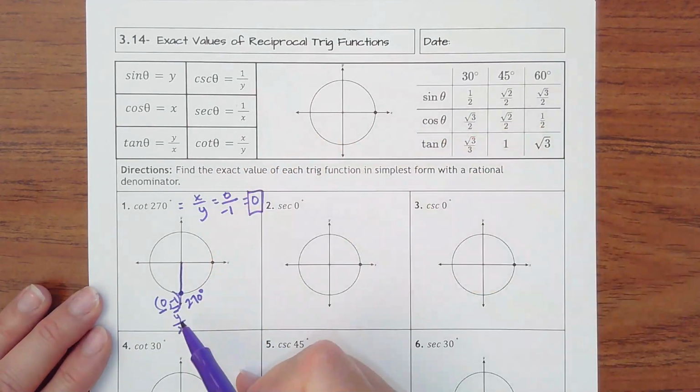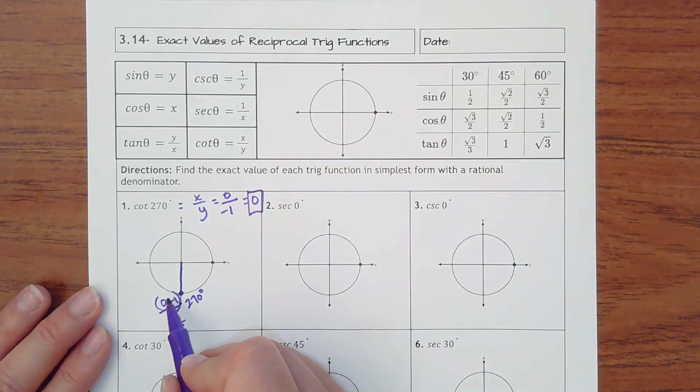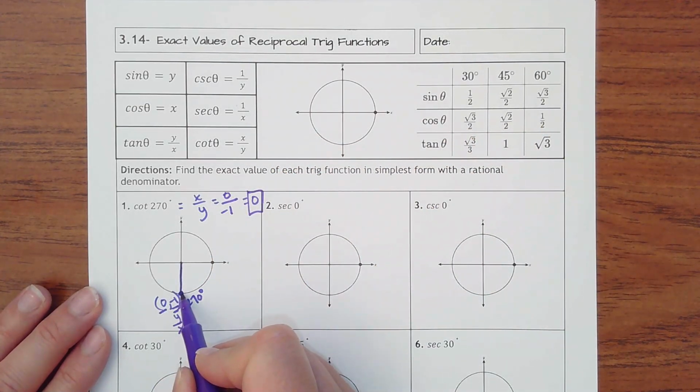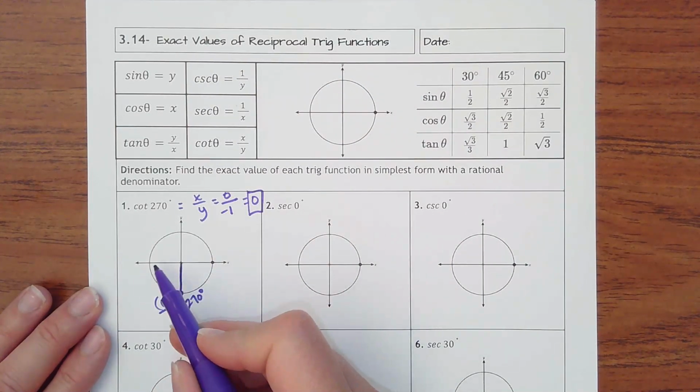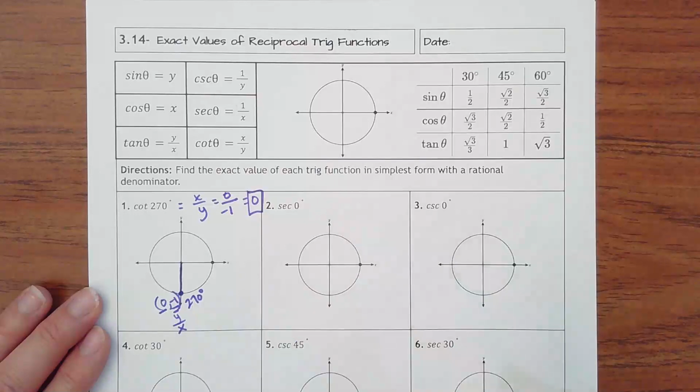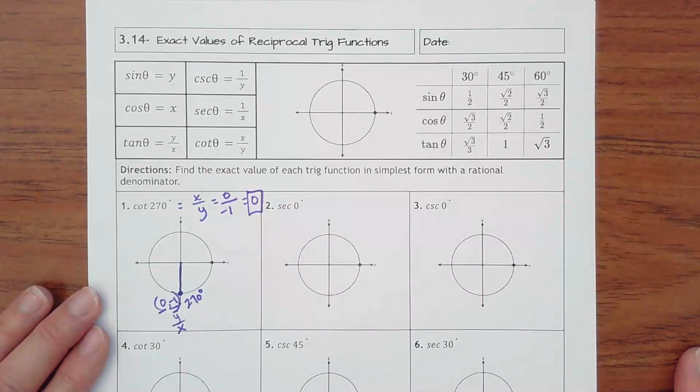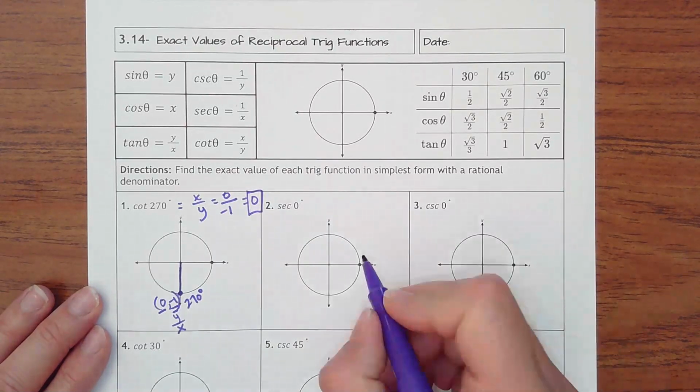You could also just do normal tangent, where this is -1 over 0. That's undefined. The reciprocal of undefined is 0. It's just like when we have vertical lines and horizontal lines being perpendicular or reciprocals of each other, they are opposites. Number 2 is secant of 0.